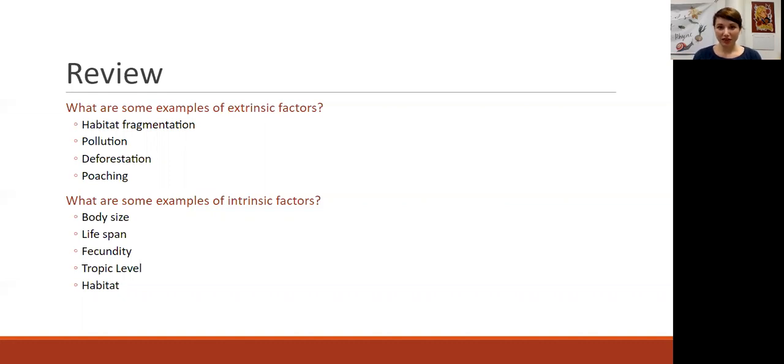And then we have intrinsic factors. And these are ones that have something to do with the animal's biology themselves that make them particularly vulnerable. So big animals, remember, are more vulnerable. Our long-lived animals are going to be more vulnerable, ones that reproduce slowly and not a whole lot of offspring at one time. Also being higher up in the trophic level is going to have a negative effect. And then if you are endemic to a specific area, you're going to be more likely to become a threatened species as well.